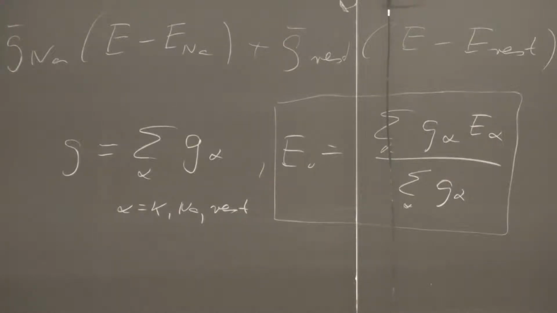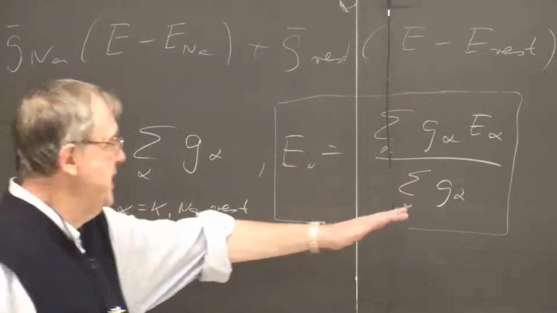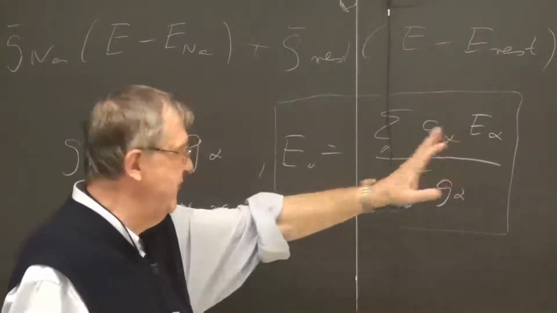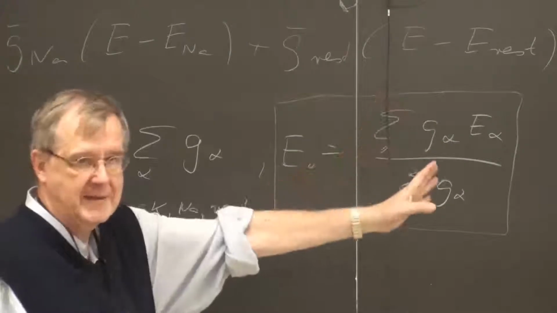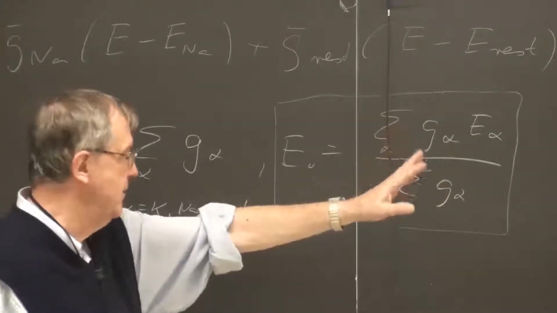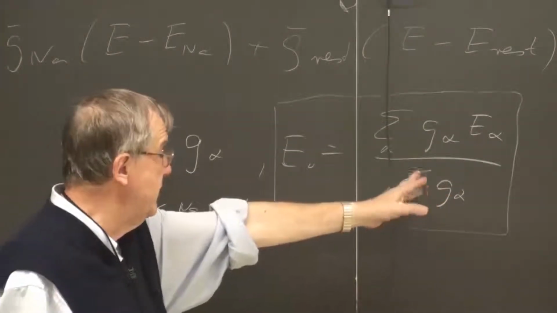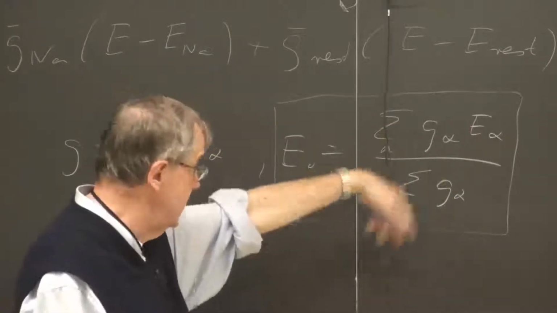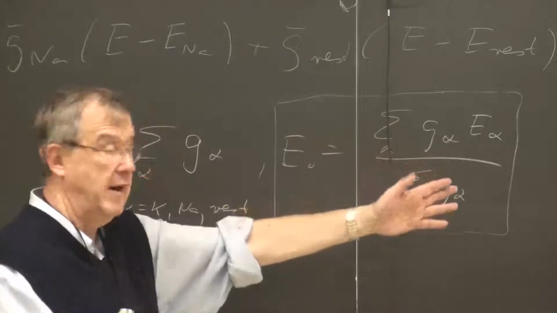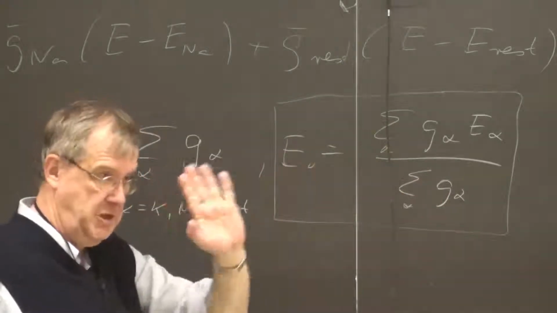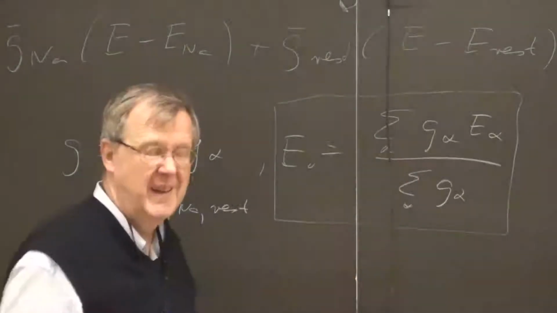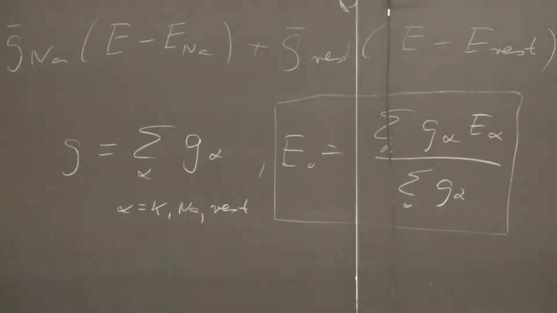And now you can see what happens if they change in time. Let's say you make one of the G alphas very, very large, larger than the others, 100 times larger. Then you can forget all the others. And then you're getting here G1, E1 divided by G1. G1 goes out and you get E1. So when you make G1 the largest, E0 goes to E1.